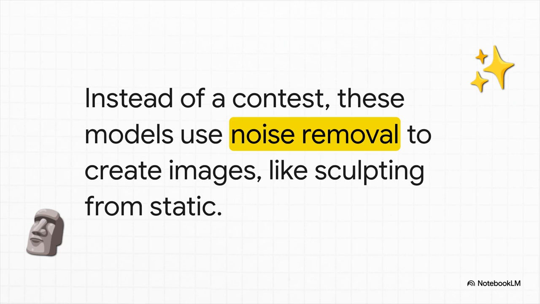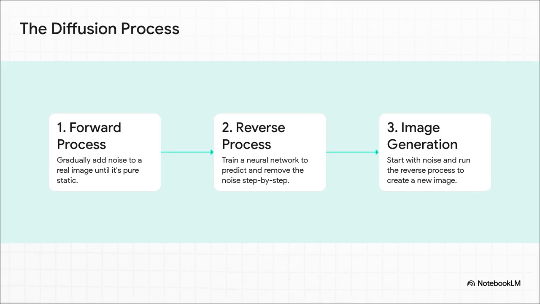So instead of two AIs duking it out, imagine a sculptor. This is the big idea behind what we call diffusion models. They don't forge anything, they reveal it. It's a completely different approach, and it was a total game changer. Okay, so how does this sculpting thing actually work?